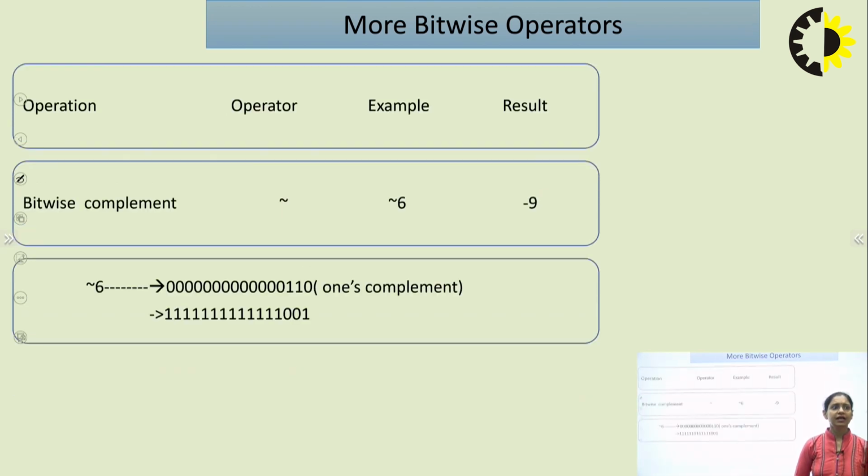The next that we have is bitwise complement. So when we are talking about the complement of 6, the binary representation of it is 110, and the 1's complement says that 0 becomes 1 and 1 becomes 0, and hence we get the result as -9 over here.